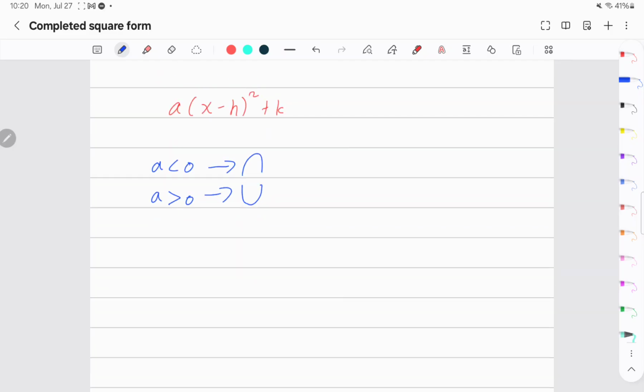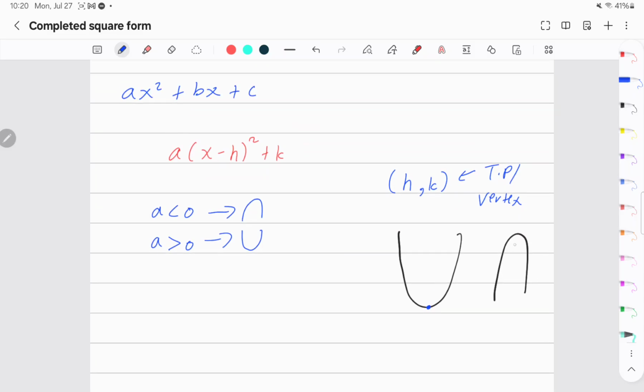Now this h comma k, this h and k, is a coordinate. This is the turning point, or it is called the vertex. Just a reminder to those who don't know what a vertex is: a vertex is the minimum or the maximum point, or in short, a point where the graph starts to change its course of movement. Look, it was coming down, now all of a sudden after this point it's going up. So this is the turning point, or vertex.